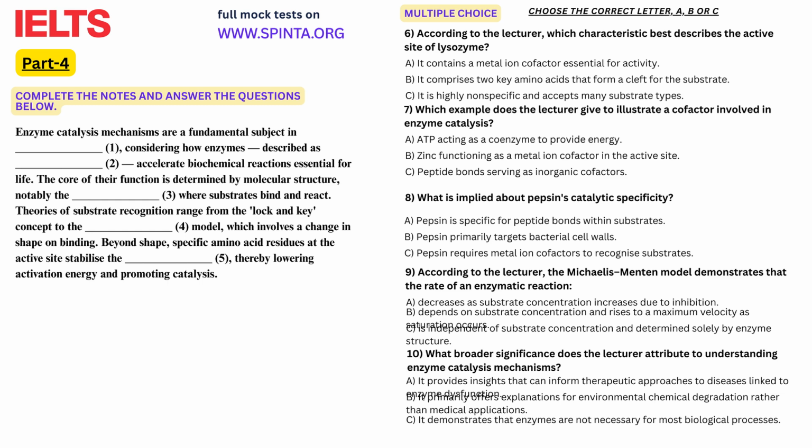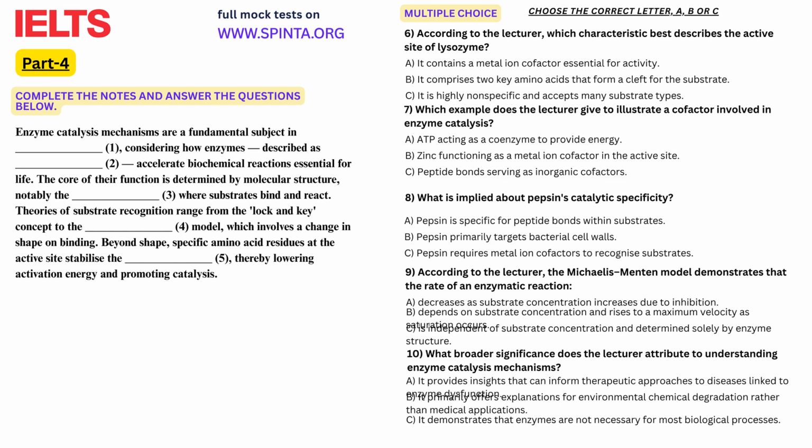To illustrate how these concepts are applied, let's consider the enzyme lysozyme, which helps in breaking down bacterial cell walls. The active site of lysozyme comprises two key amino acids that form a cleft for the substrate, leading to the formation of a transition state that is significantly more favorable than that of the uncatalyzed reaction.